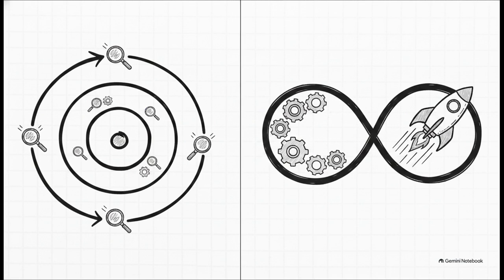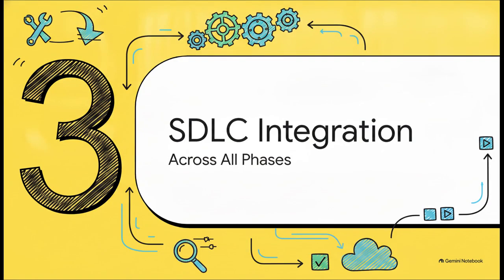Then we have DevOps. DevOps bridges that historical gap between software development and IT operations. It relies intensely on automation, continuous integration, and continuous delivery, which allows teams to push highly reliable code to production at, frankly, blistering speeds.